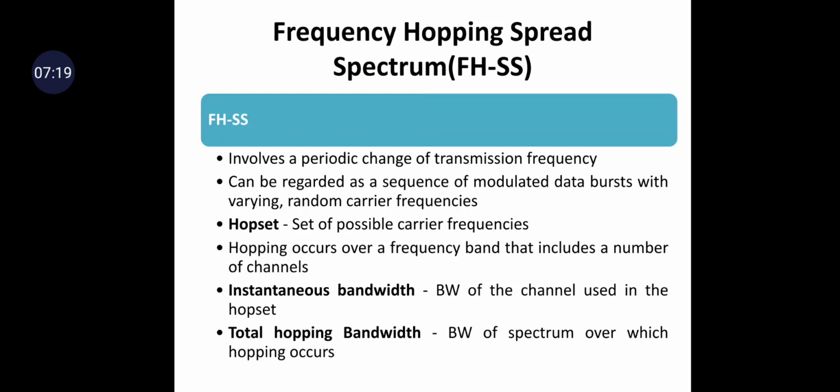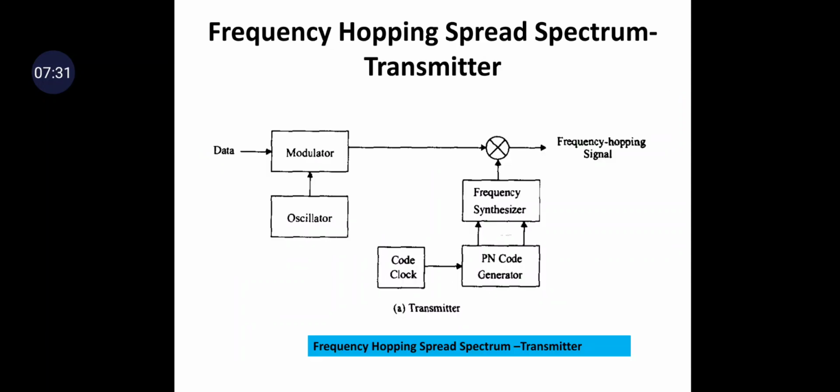It is nothing but the bandwidth of the channel used in the hop set. And the third parameter is total hopping bandwidth. It is the bandwidth of the spectrum over which the hopping occurs.